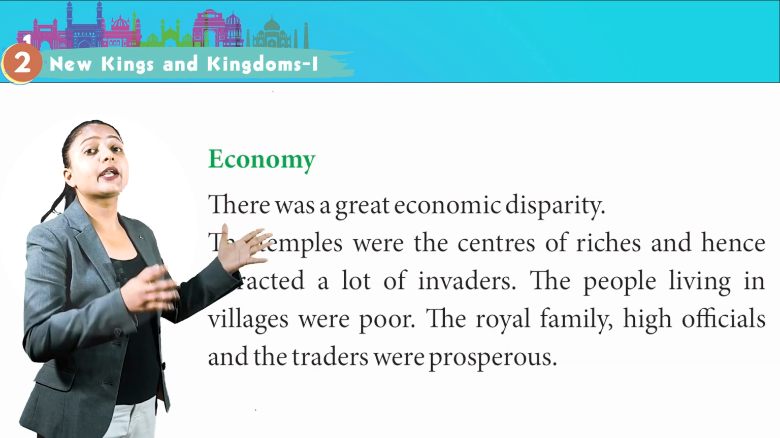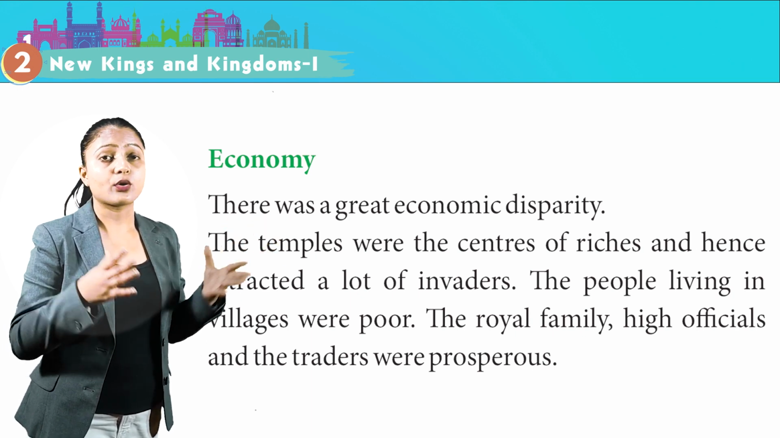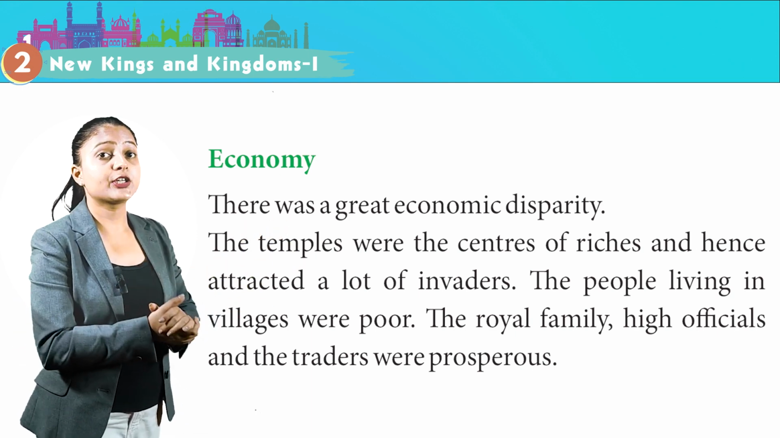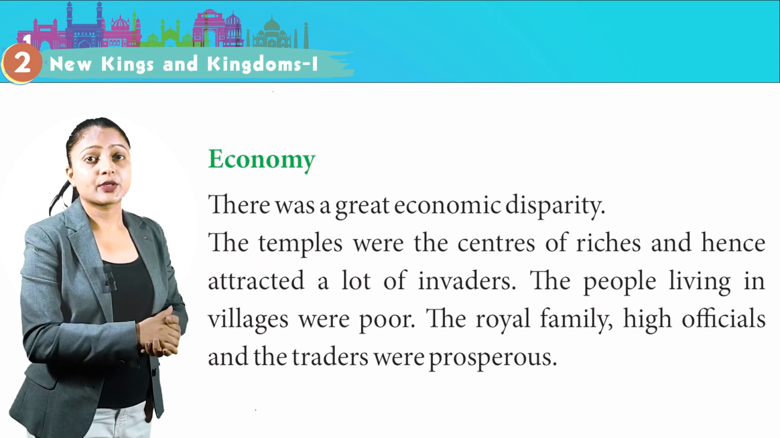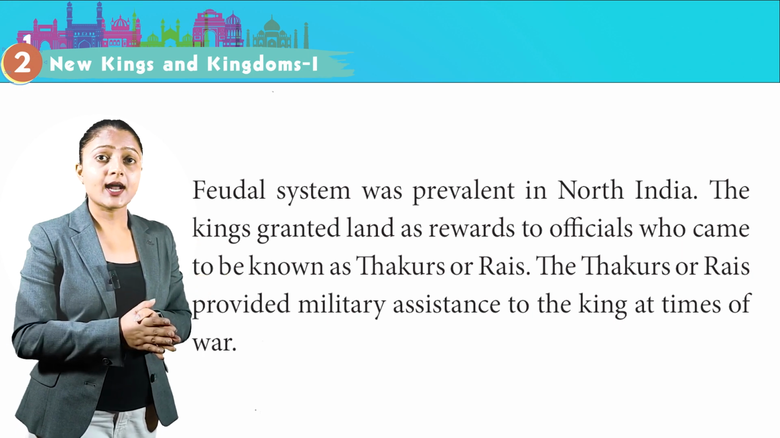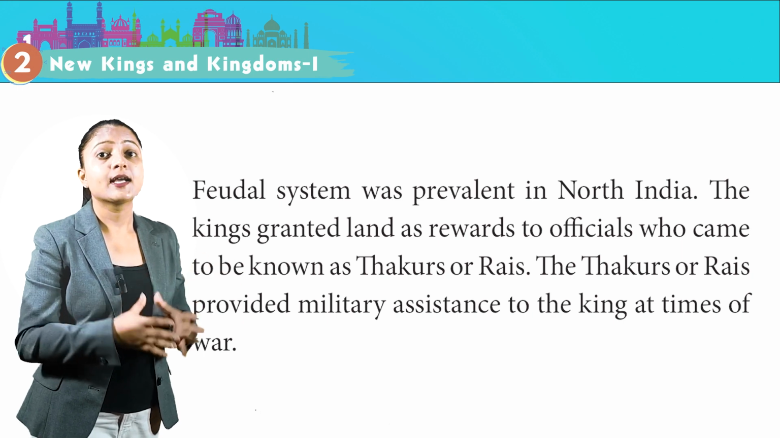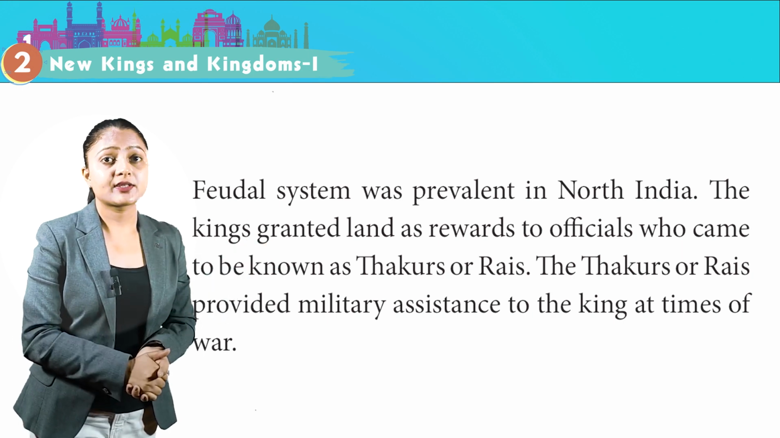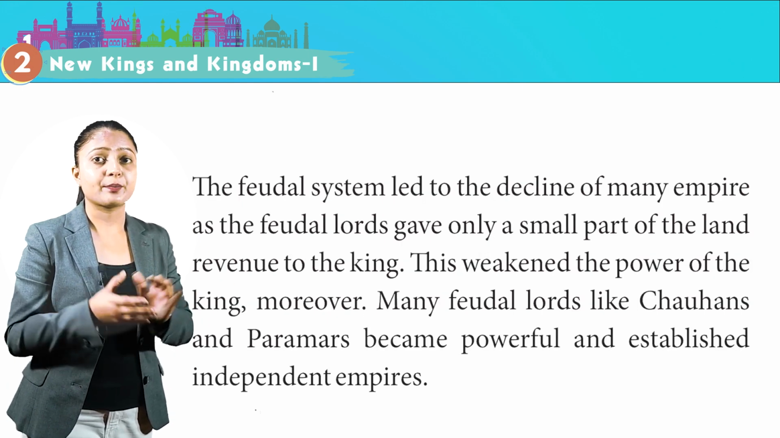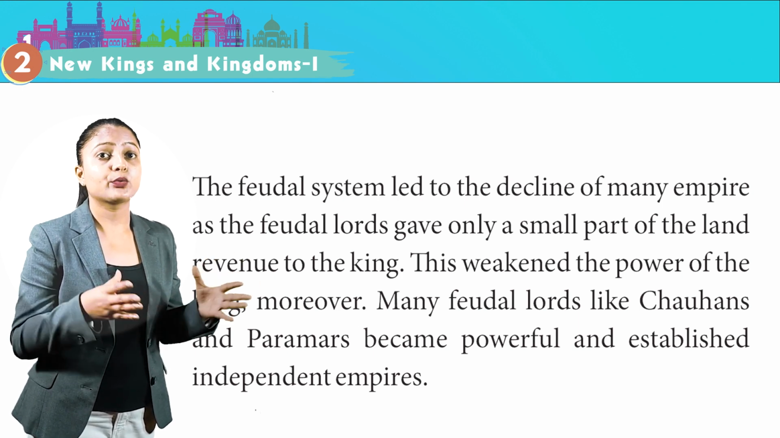Economy. There was a great economic disparity. The temples were the centers of riches and hence attracted a lot of invaders. The people living in villages were poor. The royal family, high officials, and the traders were prosperous. Feudal system was prevalent in North India. The kings granted land as rewards to officials who came to be known as Thakurs or Rais. The Thakurs or Rais provided military assistance to the king at times of war. The feudal system led to the decline of many empires, as the feudal lords gave only a small part of the land revenue to the king.